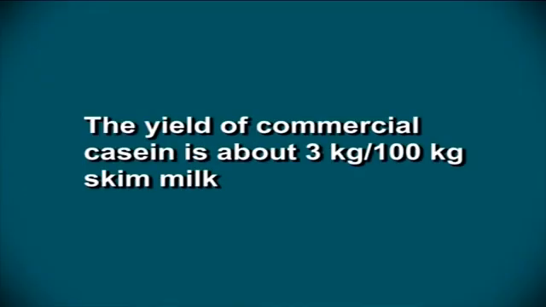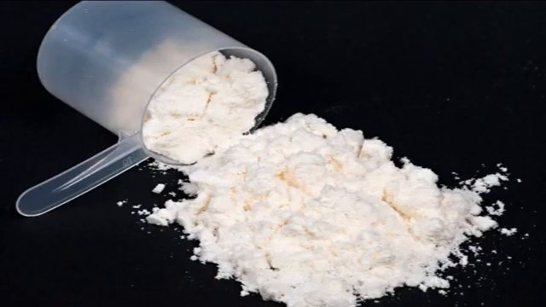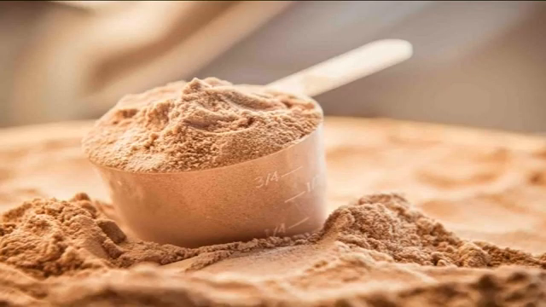Yield. The yield of commercial casein is about 3 kg per 100 kg of skim milk. Uses of casein products in foods. Casein is generally not consumed as a food on its own. Casein products are used mainly as ingredients in foods for modifying the physical properties of that food or to provide nutritional supplementation. As a consequence, they usually form a relatively minor proportion of the food. The function and various usage of casein in the different food products are listed below.